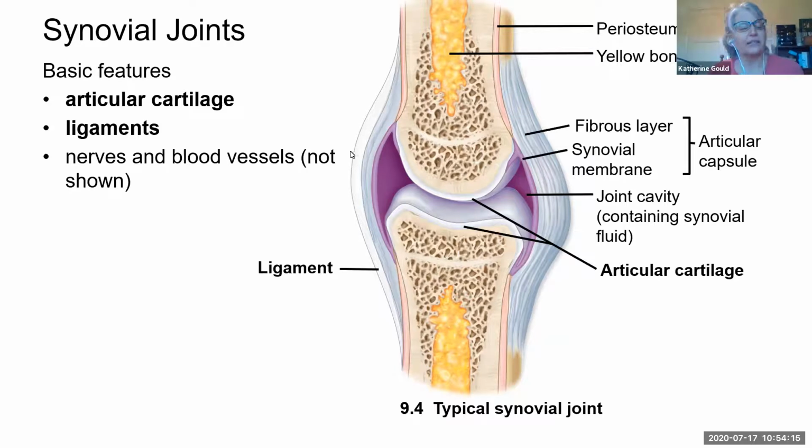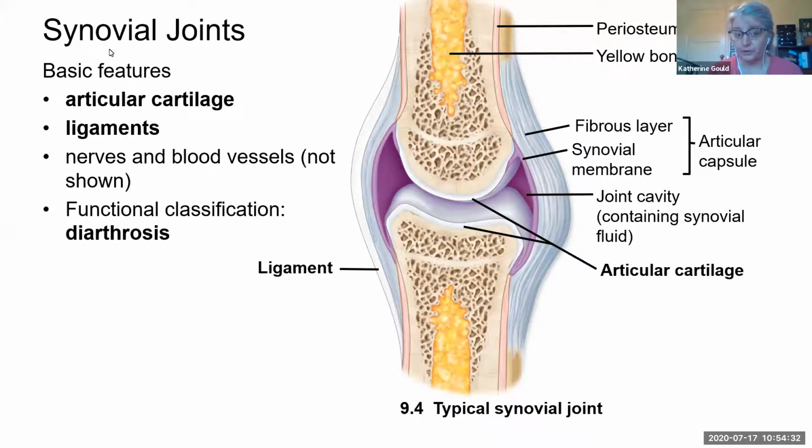There are also lots and lots of nerves and blood vessels running through the capsule, around these parts, to provide blood flow and information to these structures.